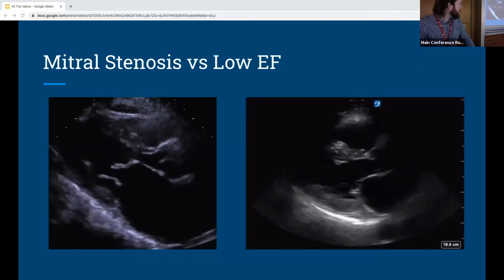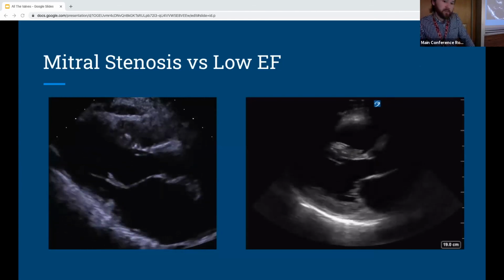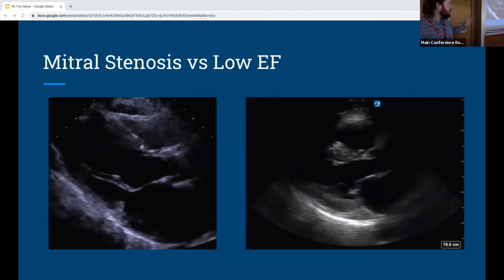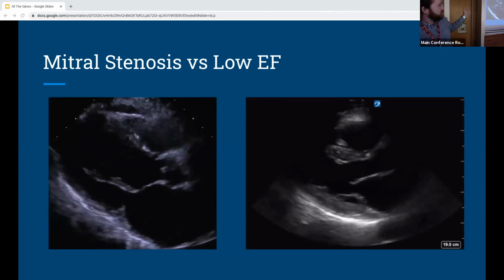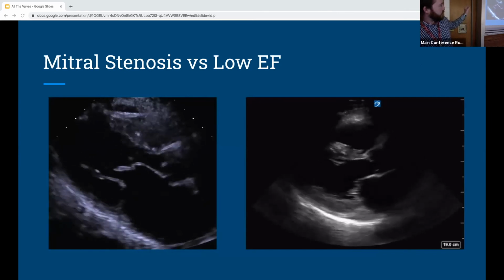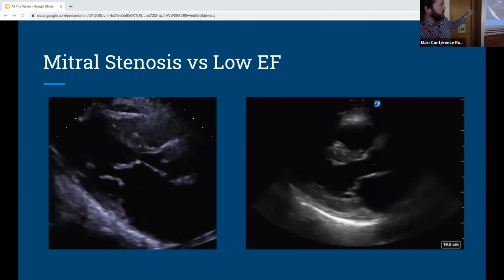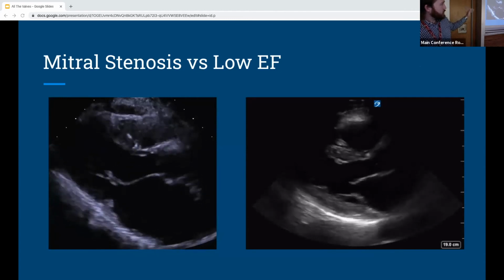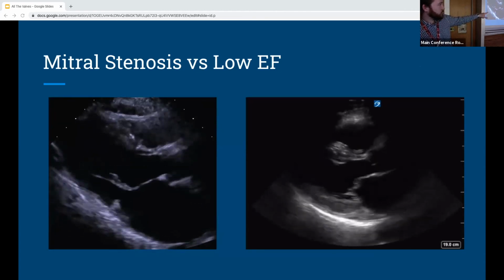So on the left, we can see a stenotic mitral valve, and it's giving us all of those features. Well, it's not really calcified, but it's narrowed, and you see this diastolic ballooning with the hockey sticking, which you don't see in the low EF version.